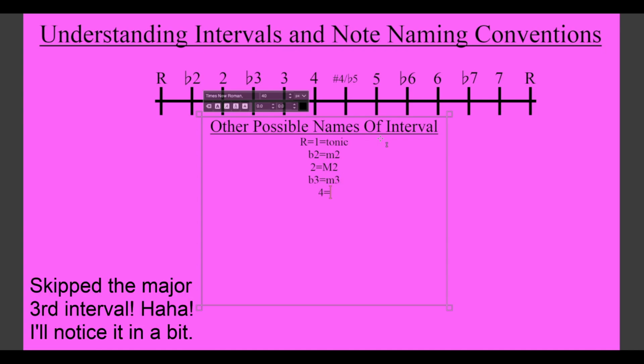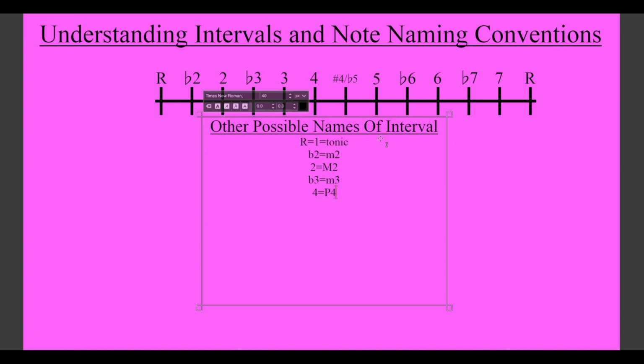4 will sometimes be written with a P for perfect fourth. It just means that it doesn't have a flat or a sharp really. It is a perfect interval. We go on to the next one. We had sharp 4, or as we said, we could call it flat 5. And one more for this one, you could call this a tritone.